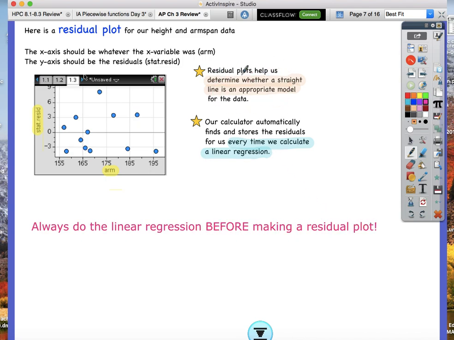So a residual plot tells us whether or not a linear model is appropriate. You want it to look all scattered like this. That's a good thing. That tells us a linear model is appropriate. And your calculator, when you do a linear regression, is going to calculate all the residuals and kind of store them. So the next time you graph data, if you forget to do a linear regression and you hop right to a residual plot, it's going to use old residuals from a different problem. So always do the linear regression before making the residual plot.